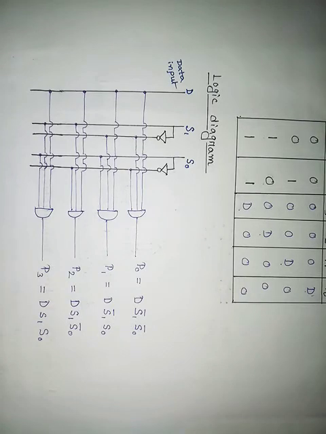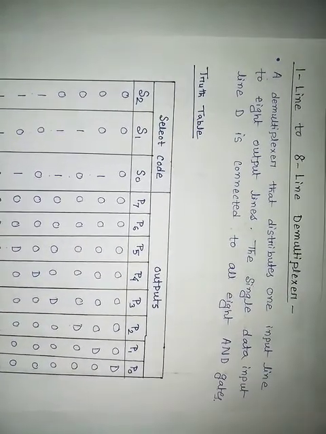Coming to the next part, the one line to 8 line demultiplexer. In the one line to 8 line demultiplexer, here also our data line is 1, but how many select lines do we use? First of all, see, 8 lines. So 8 equals 2 cube, that is, our select lines are 3. So we are taking our select lines as S0, S1 and S2. Now, as already mentioned, our output is 8 lines, so we are taking P0 to P7, 8 combinations.